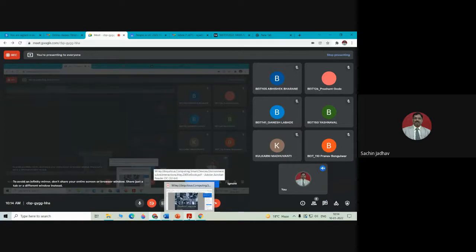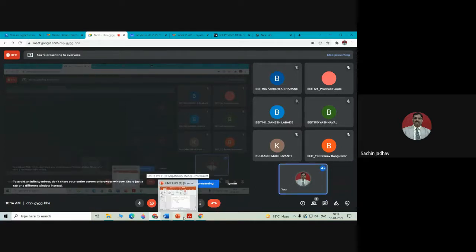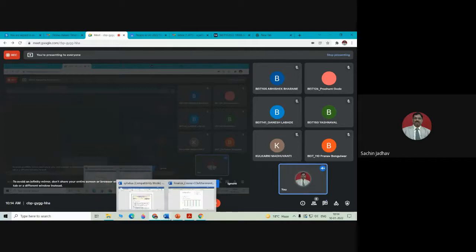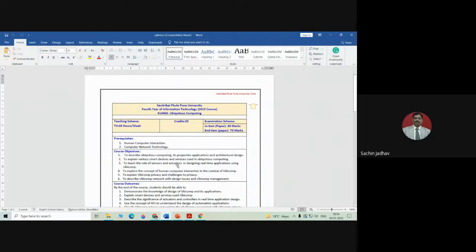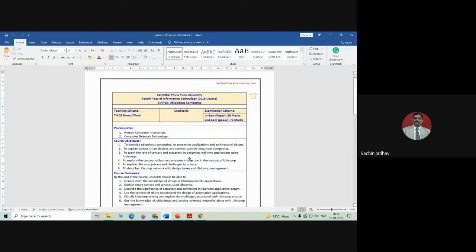Today we will consider our first lecture. By discussing that first lecture, we will start with the syllabus discussion and the course outcomes. This is the syllabus for Ubiquitous Computing. It is a mandatory course for you as per SPPU's syllabus, fourth year of Information Technology. There is a 3 hours per week lecture scheme, or teaching scheme. In the examination scheme, you will have 30 marks of in-sem and 70 marks of end-sem.